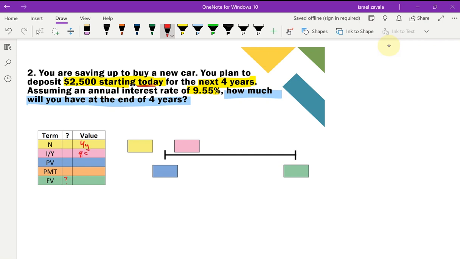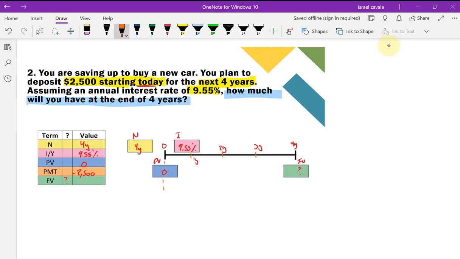Interest rate is 9.55%, 0 present value. Payments are going to be the $2,500 that I'm saving for 4 years. Okay, so 4 years, interest rate 9.55%, 0 present value, and I am looking for this future value here. Now this is 4 payments, so this would be pretty easy here. 1, 2, 3, 4. So we have your 0, our first year, our second year, our third year, and our fourth year. And the payments again happen at the beginning of each year.